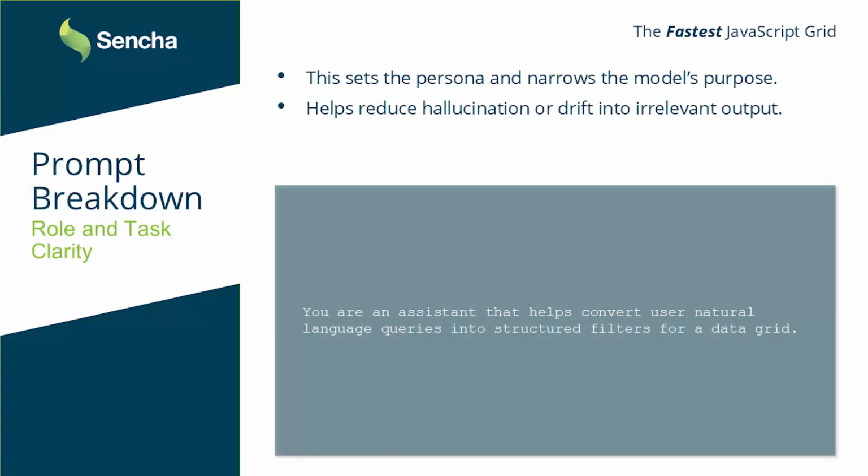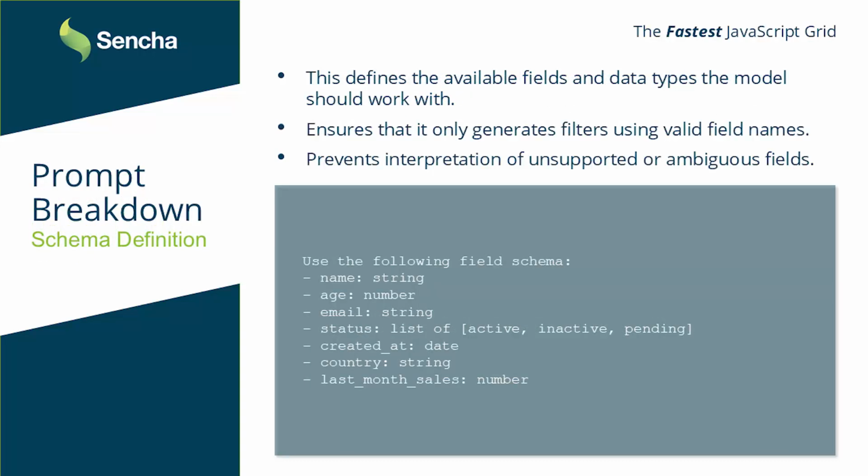So let's talk a little bit about this. This is the role and task clarity. We should start our prompt with this or something similar. You are an assistant that helps convert user natural language queries into structured filters for a data grid. Okay, this is just supposing we're only having filters. Of course, I should say structured filters and sorters. Then we're going to add to that same prompt something like this.